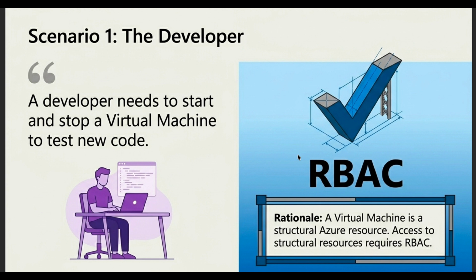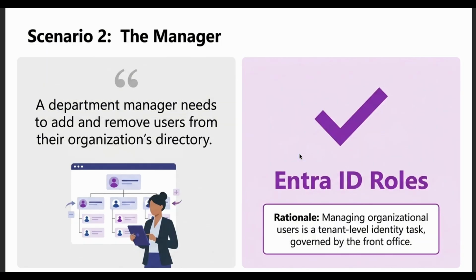So you want a developer to start and stop a virtual machine. You would use Azure RBAC because the VM is an Azure resource. Next, you want someone to manage users in the organization. That is in your Entra ID. You would use Entra ID roles because this is a tenant level identity task.